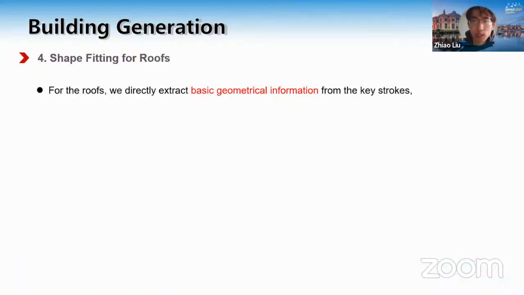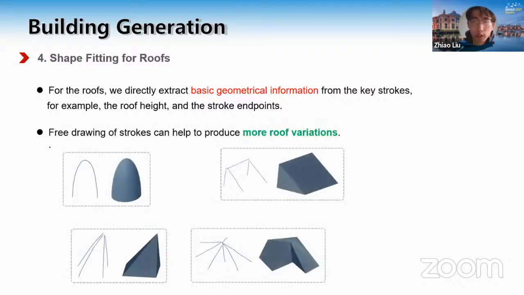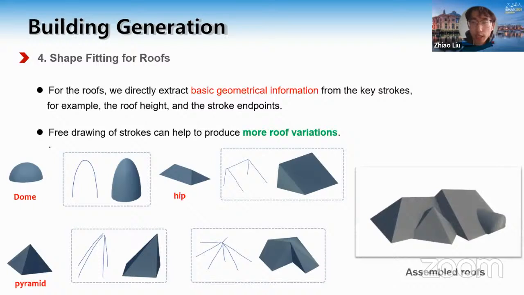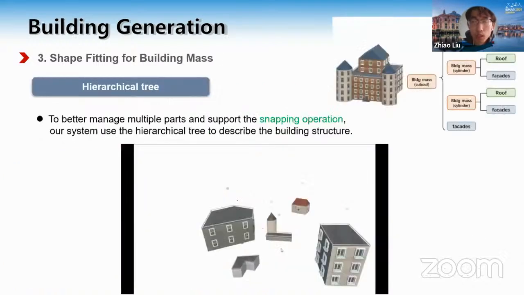As for the roofs, we only need to extract some basic geometrical information from the 3D strokes. For example, the roof height and the necessary stroke endpoints. With this information, it is very easy to form the corresponding roof meshes. Moreover, the free drawing of strokes can also help to produce more roof variations. These examples are extended from the dome, hip, and the pyramid roofs, respectively. Also, the users can assemble multiple roofs together to form more complex structures.